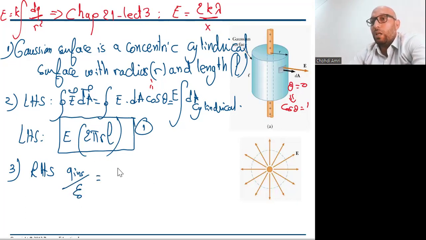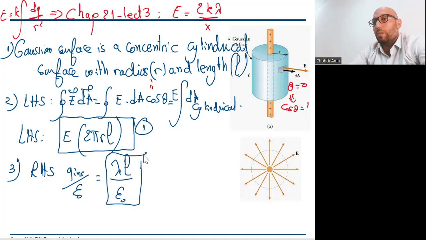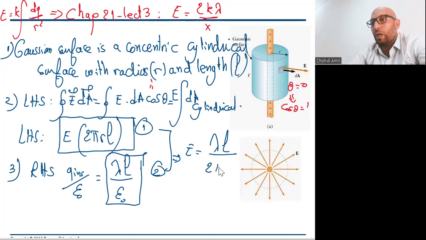Q is what? Q is lambda L. dQ is lambda dL. Lambda multiplied by the length of the wire divided by epsilon naught. This is our second term. You see, in 2 steps, we can get the electric field to be lambda L divided by 2 pi R L multiplied by epsilon naught. So you see here that we have L and L, so we cancel it out. So the electric field will be lambda divided by 2 pi epsilon naught R.